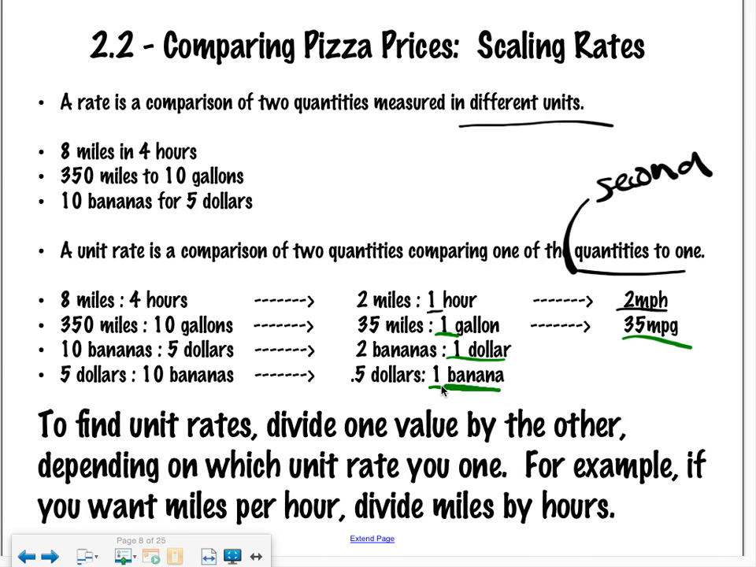But on the other hand, if you want to know how much 1 banana costs, you divide both sides by 10. So then you have $0.5 per banana. All right, and then just a note, this is also known as a unit price because 1 unit, so 1 banana, costs 50 cents. Okay, so to find unit rates, you divide one value by the other depending on which unit rate you want. So for example, if we want miles per hour, you divide miles by hour.